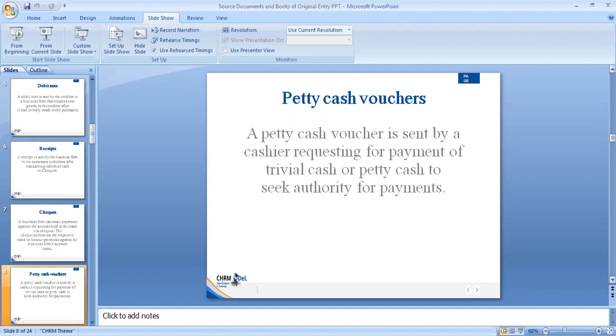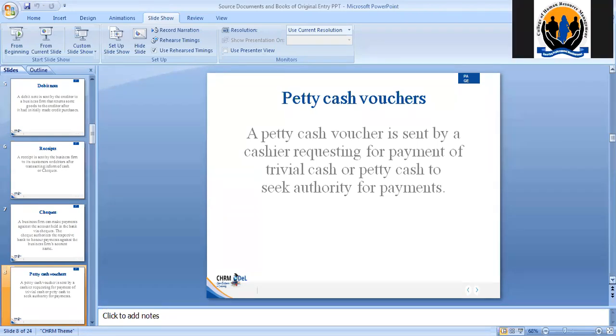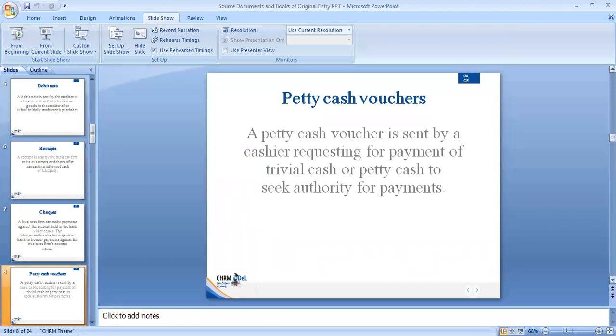Such kind of transactions are proved to have occurred through what we call the petty cash voucher. And this is the voucher prepared by the petty cashier, and it is signed by the recipient of that particular amount of money to confirm that on a particular day, that particular amount was spent for that particular purpose as indicated in the voucher.